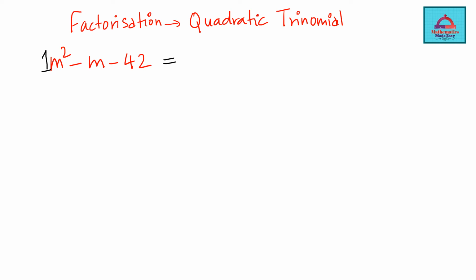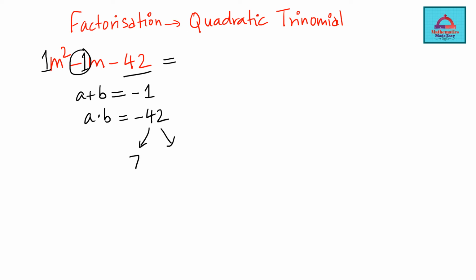So what do we have to do? We have to choose two numbers a and b such that the sum of them is the middle term. The middle term here is minus 1, and the product of the two numbers is the last number, minus 42. So what can be those two numbers? Let's see. We have to factorize negative 42 to get those two numbers. Can we choose 7 and 6? Let's see. Because of the negative sign, one has to be negative. So one is negative 7, one is plus 6. Let's see if this works.